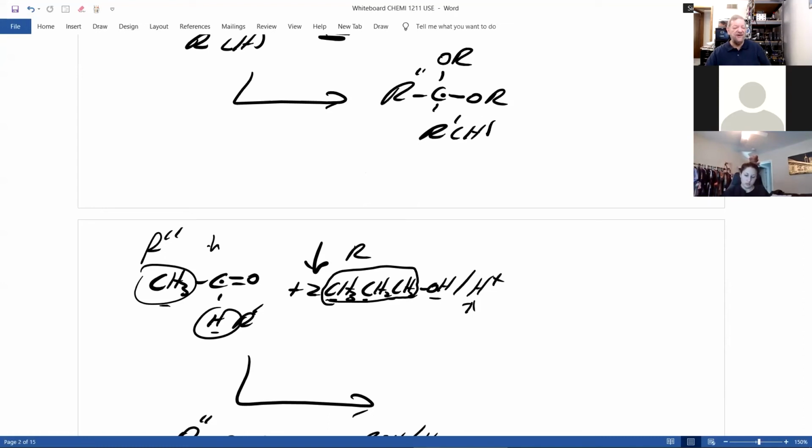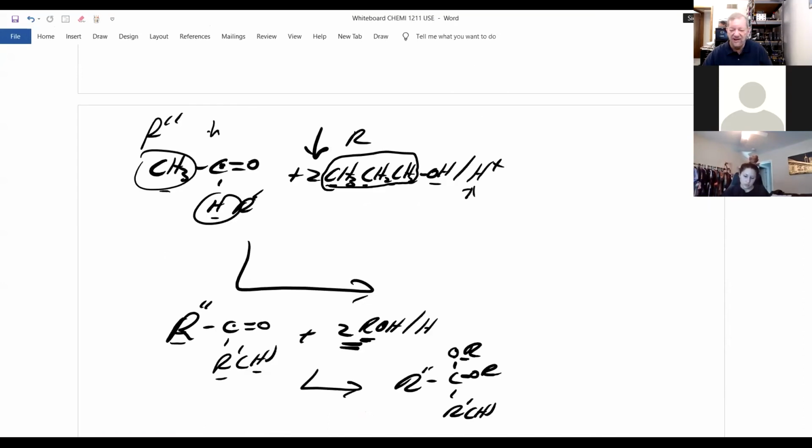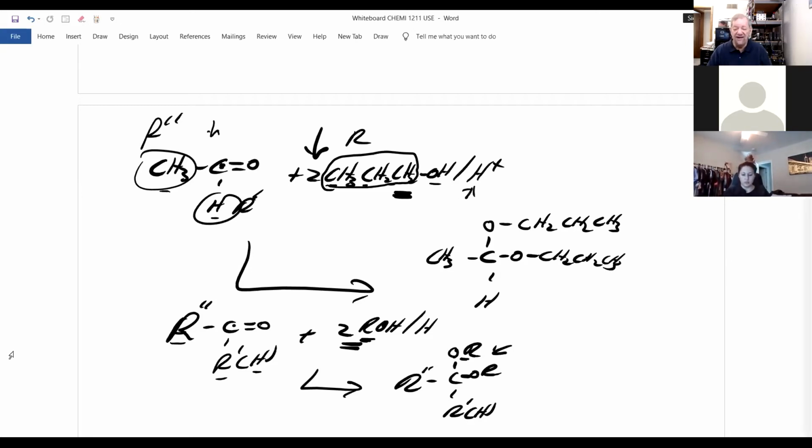So what's attached to the carbonyl carbon, I'll keep there, a hydrogen and a methyl group. Then notice here, you'll have 2 oxygens. And what's R? A propyl. Notice the N carbon has the hydroxyl group. And that's what you get.